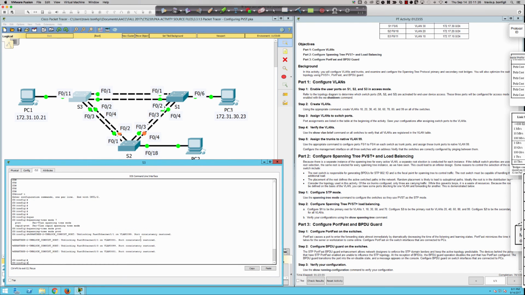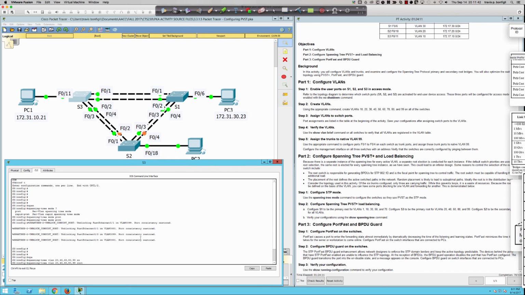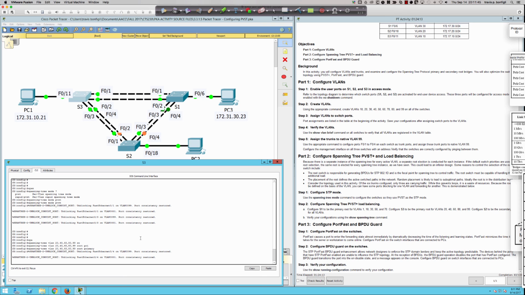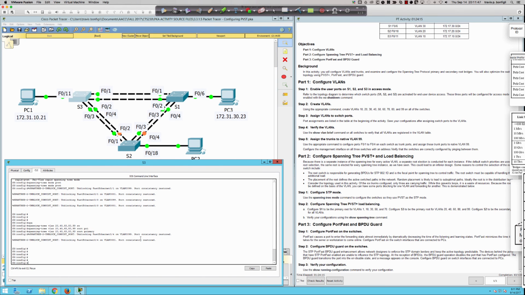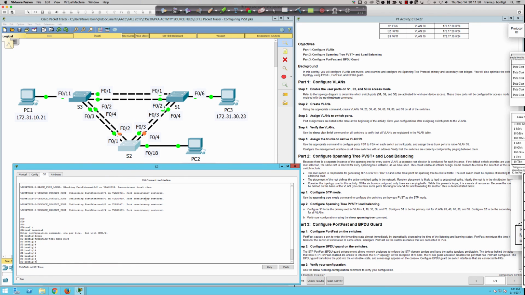So we'll go to switch 3, and I'm going to say spanning tree VLAN, and this is going to be the primary for VLANs 20, 40, 60, 80, and 99, and root primary, right? So we've got that sorted out, and then configure switch 2 to be the secondary for all VLANs. So I come over to switch 2, and you can see we did get some points for switch 3.